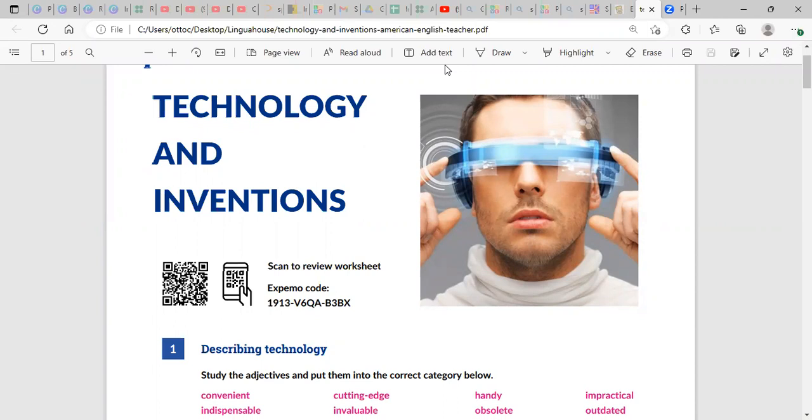Very good. What are some of the inventions that we saw yesterday, Juan? I don't remember well. I don't remember all the inventions. Okay, how about the adjectives? Do you remember the adjectives that we learned to describe technology yesterday? We have positive and negative. What are some positive adjectives that you learned yesterday?